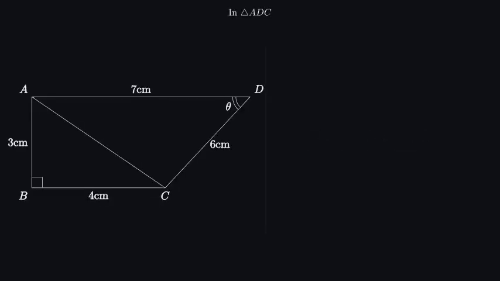Now look at triangle ADC. We know all three sides. AD equals 7 centimeters, CD equals 6 centimeters, and AC equals 5 centimeters. The required angle theta is between the two sides AD and CD. Since we know all three sides and we want an angle, the cosine rule is the best method.